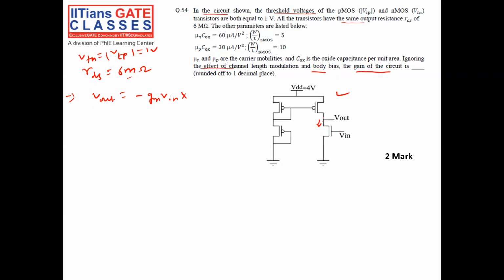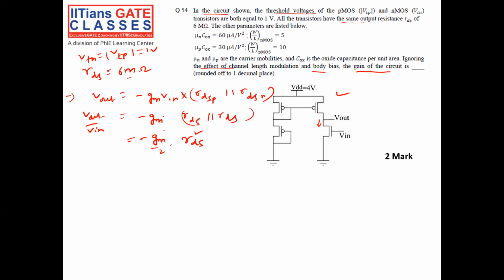What is the resistance here? It is RDS of PMOS in parallel with RDS of NMOS, looking below. So Vout by Vin is equal to minus gm into RDS P parallel to RDS N, which is equal to minus gm by 2 into RDS.